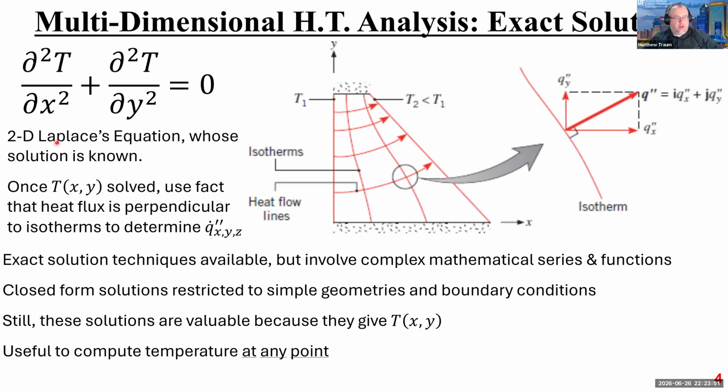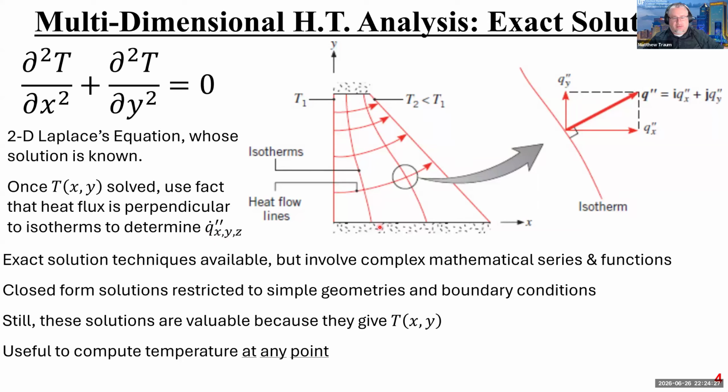So once you solve the 2D Laplace's equation, now you have temperature as a function of x and y, right? Remember, z is very thin in this kind of two-dimensional world that we're talking about, a thin flat plate. So we don't need to worry about the temperature in z. It's constant in z for any combination of x and y. But once we've got that temperature field solved, we're then going to use the fact that heat flux is perpendicular to the isotherms, which we learned back from one-dimensional conduction, and we're going to use that fact to determine the heat flux in the x, the y, and the z directions.